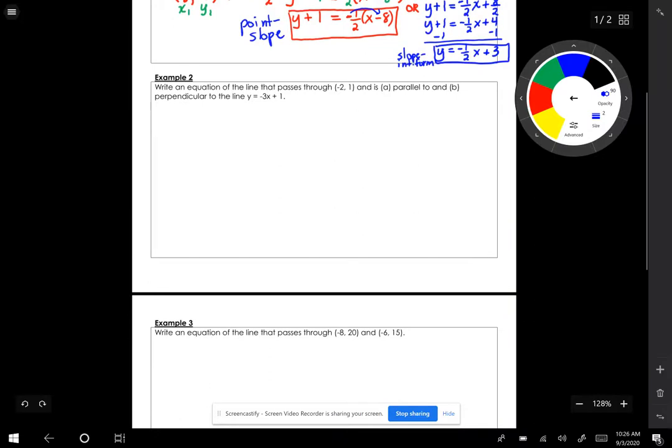Okay, example 2. Write an equation of a line that passes through negative 2, 1 and is A, parallel to, and B, perpendicular to, the line y equals negative 3x plus 1. And remember, a key feature here is we know the point, and we're going to know the slope because we have the given line. So parallel means same slope.